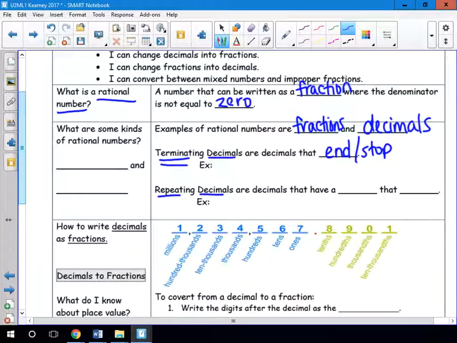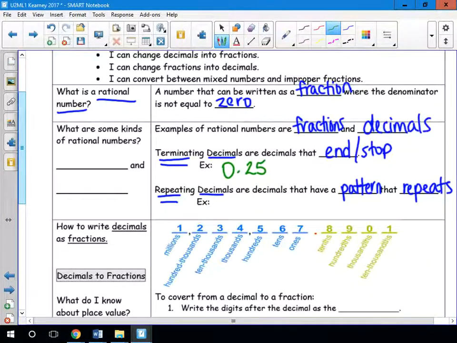Okay? Repeating decimal. What do you think a repeating decimal is? What's the root word there? Repeat. So it's a decimal that has a pattern that repeats. An example of a terminating decimal would be like 0.25.